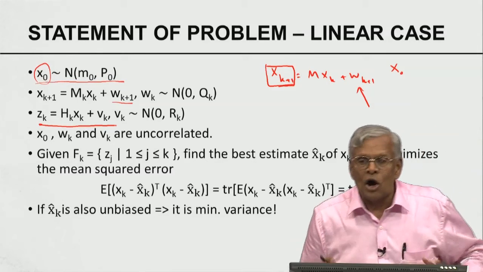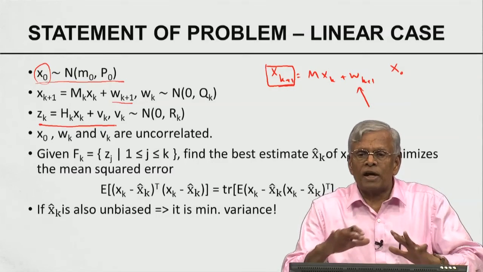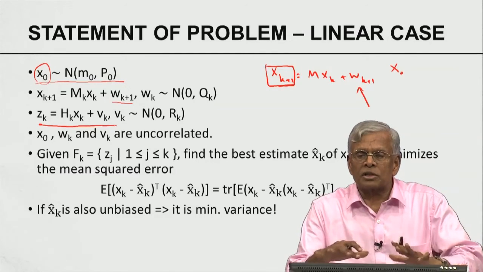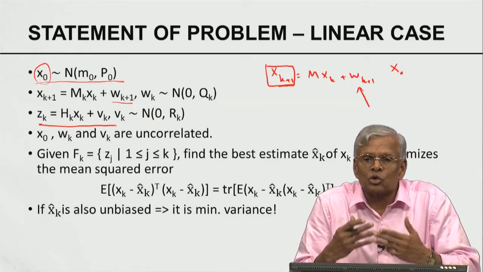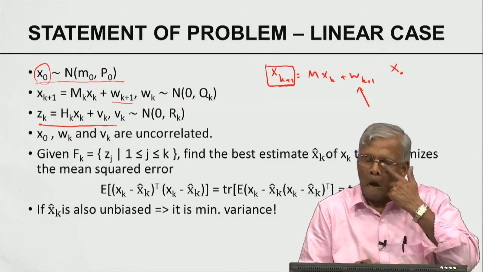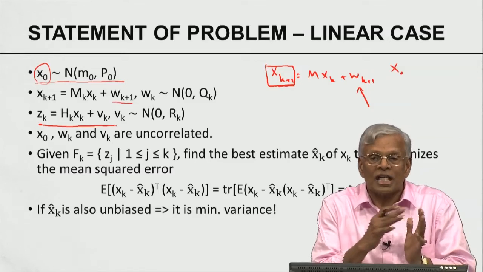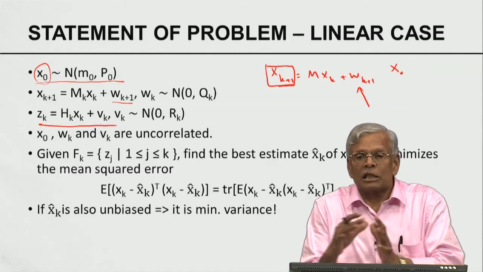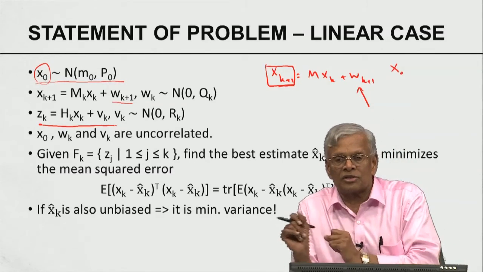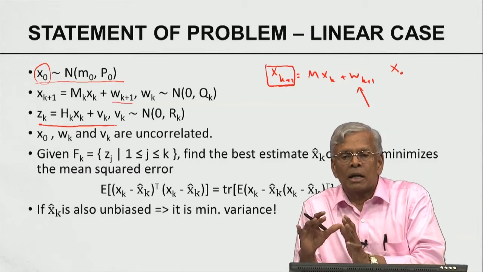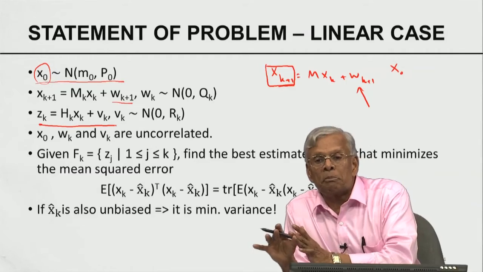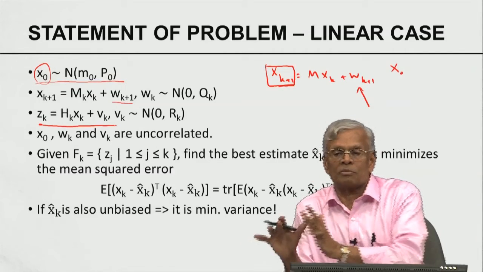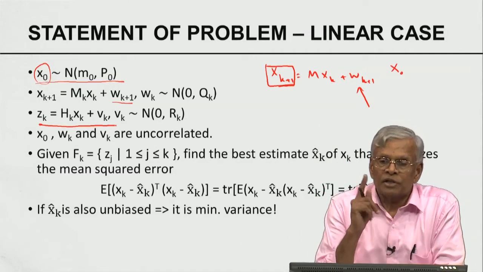So if I didn't have noise, analysis of a dynamical system with a random initial condition and random forcing is called analysis of stochastic dynamical system. I need to first understand analyzing the properties of stochastic dynamical systems: how I can characterize the evolution of the state, or what are the probabilistic properties of the state. That is the first task.